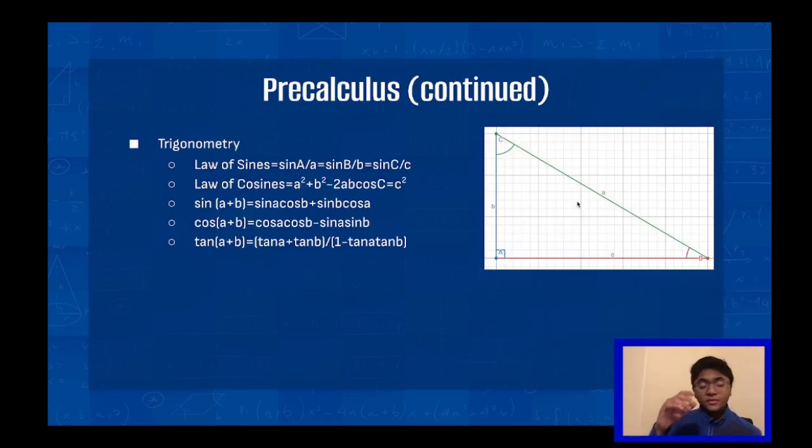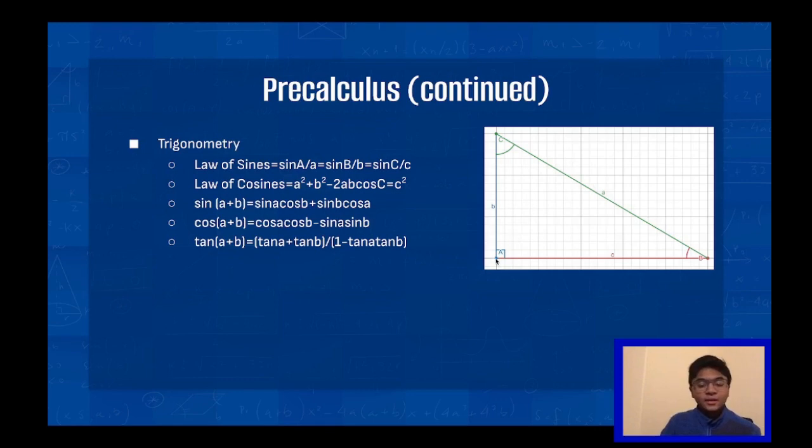Now, finally, we have some more pre-calc concepts. This time we're going to go into trig. So these are all just some properties that you have to know. So first I have the law of sines. In this triangle, I have side length A, which is opposite angle A, side length C, opposite angle C, and side length B, opposite angle B.